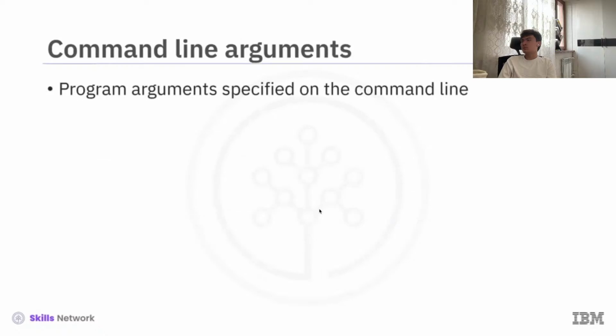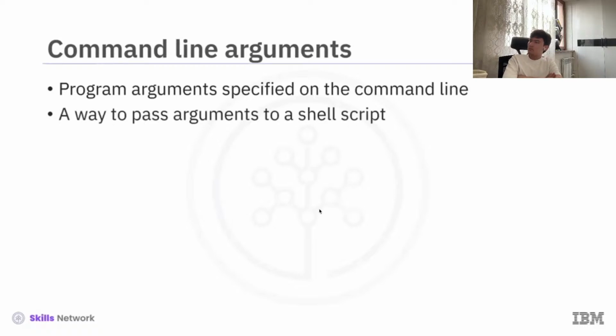Command line arguments are arguments used by a program specified on the command line. In particular, they provide a way to pass arguments to a shell script, a program.